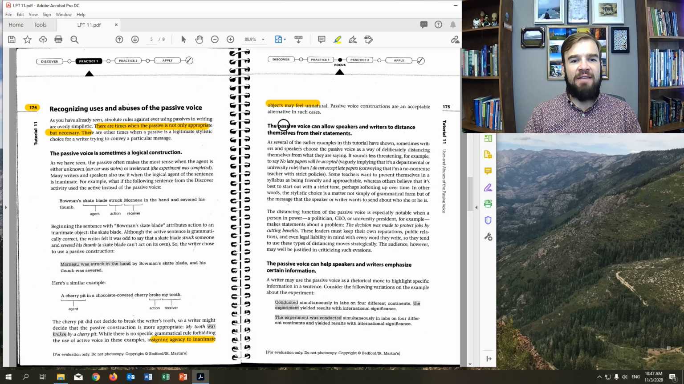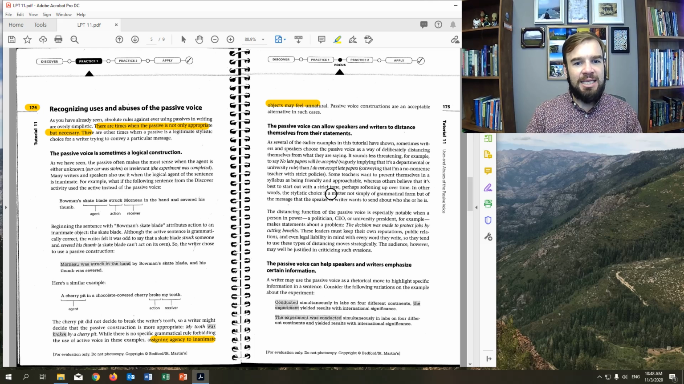Great. Now on 175, the passive voice can allow speakers and writers to distance themselves from their statements. As several of the earlier examples in this tutorial have shown, sometimes writers and speakers choose the passive voice as a way of deliberately distancing themselves from what they're saying. It sounds less threatening, for example, to say, "No late papers will be accepted," vaguely implying that it's a departmental or university rule, than "I do not accept late papers," conveying that I'm a no-nonsense teacher with strict rules, strict policies. Some teachers want to present themselves in a syllabus as being friendly and approachable, whereas others believe that it's best to start out with a strict tone, perhaps softening up over time.